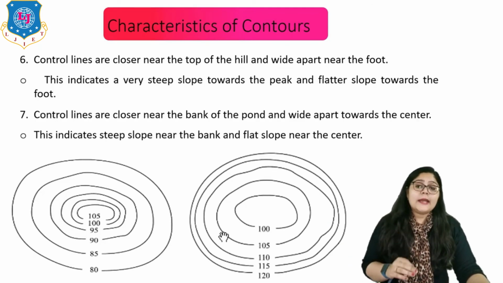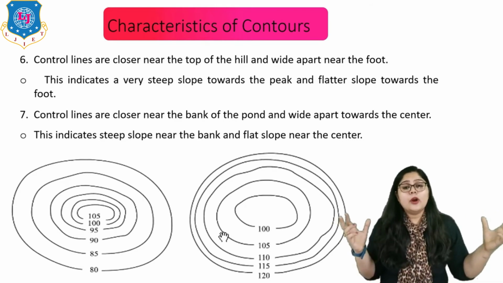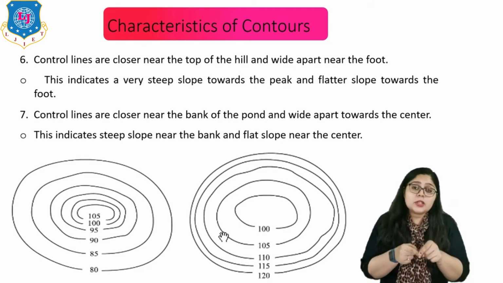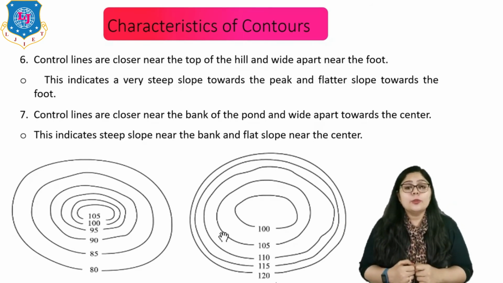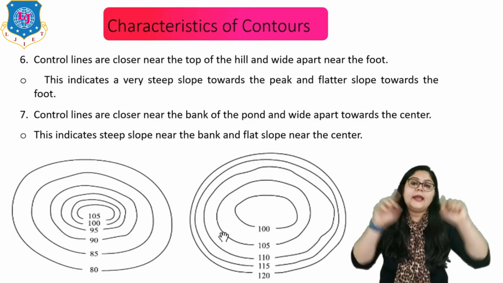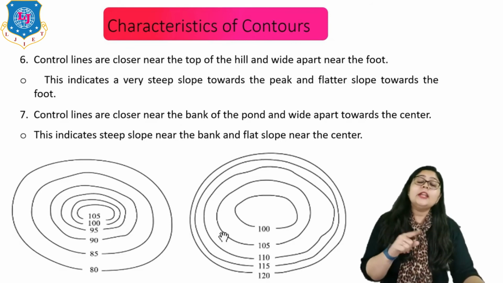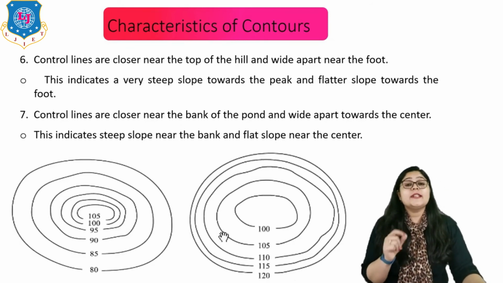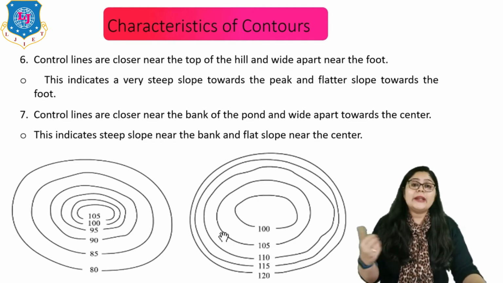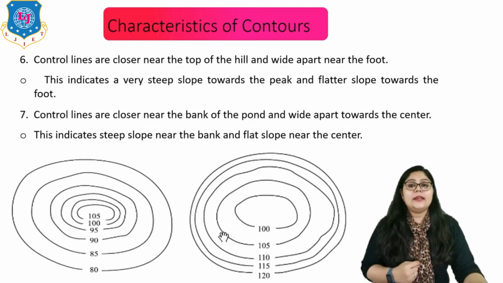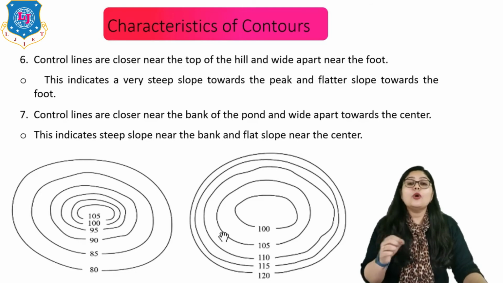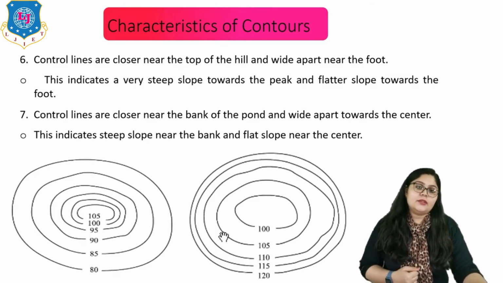Same way, contour lines are closer near the bank of the pond and wide apart towards the center, right? So this indicates the steeper slope near the bank and a flat slope near the center. It means a flat slope near the center and a steeper slope at the end for valleys. So here again you can see the value 100 in the center is quite lower than the outer side value, which clearly shows that it is a contour map for the valley area, right? So these are the characteristics of contours for knowing the slope of hilly and valley area conditions, right?